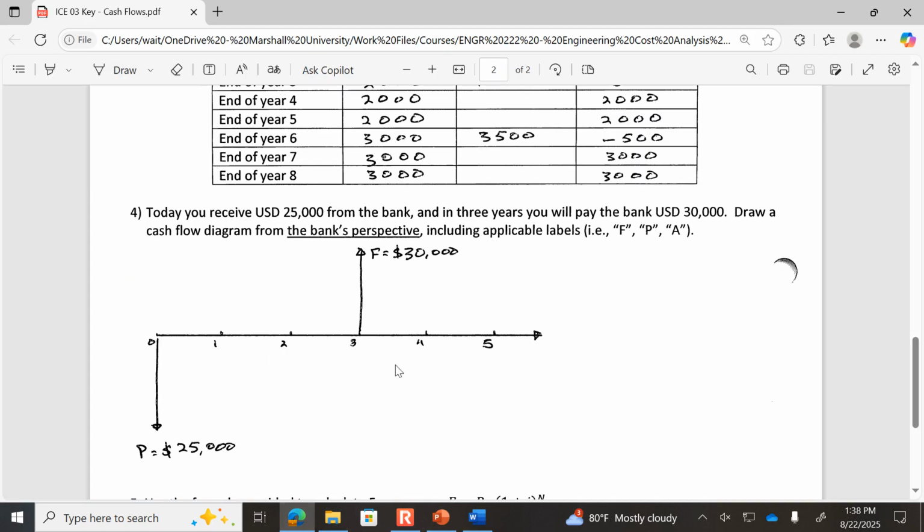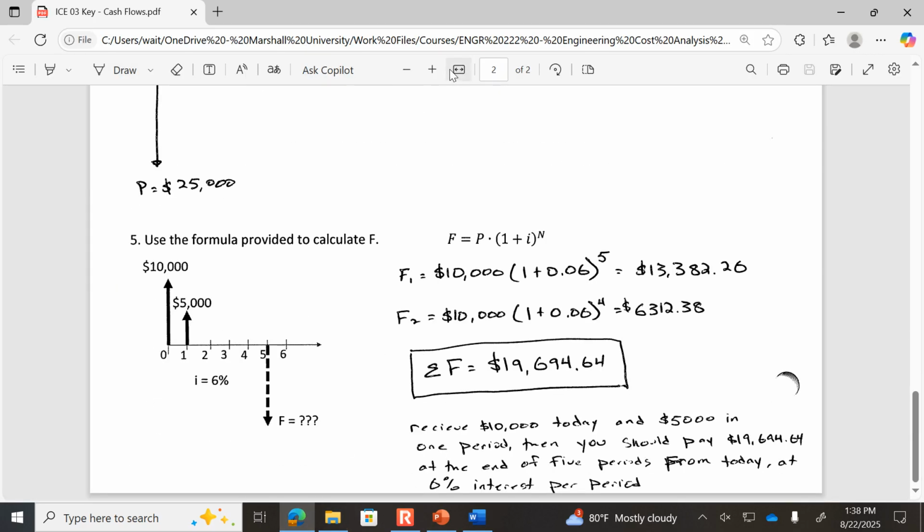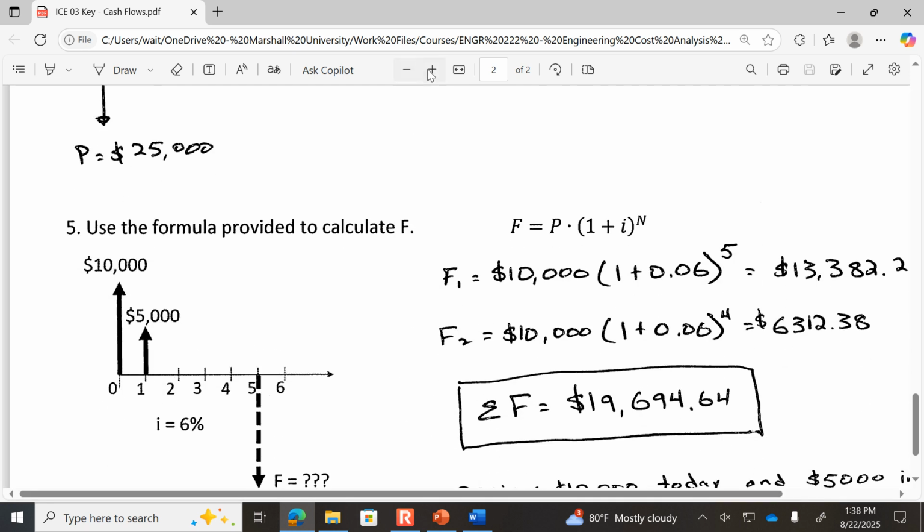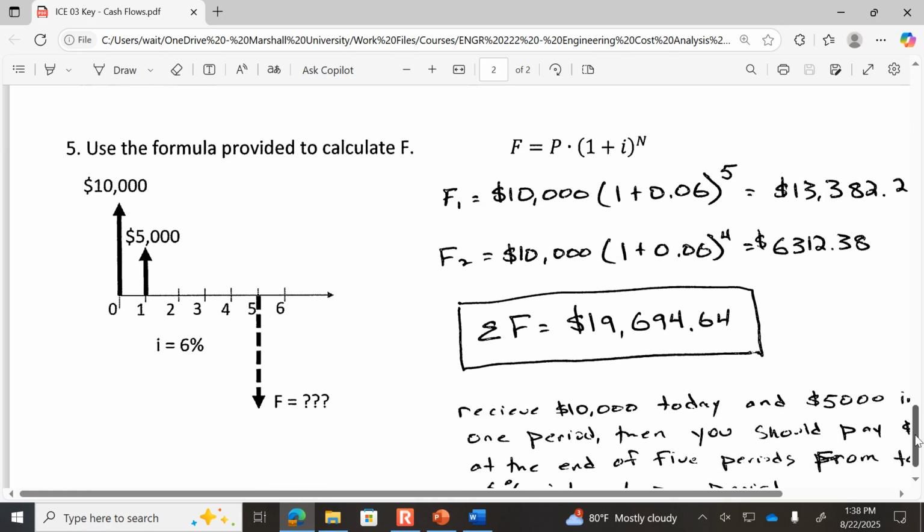So let me show you the solution for this last one. What we do is we've got the $10,000 that's moving 5 years into the future to get to year 5. So $10,000 compounded 5 years into the future is worth $13,382.26. And then this is an error there. The F2 is $5,000. I think the amount is correct, 6,312, but I need to change that to say that's actually $5,000.